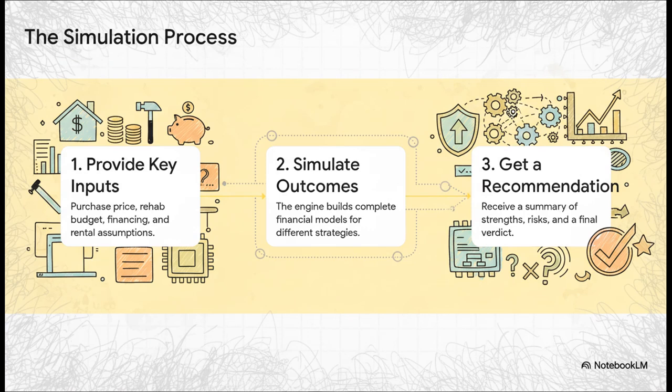Super straightforward. First, you feed it the key inputs, the stuff you already know or can get a good estimate on, like the purchase price and your rehab budget. Second, the engine does the heavy lifting and simulates the outcomes. It builds out these complete financial models for whatever strategies you're thinking about. And third, you get a clear recommendation. A simple summary of the deal's strengths, its biggest risks, and a final verdict to help you decide.